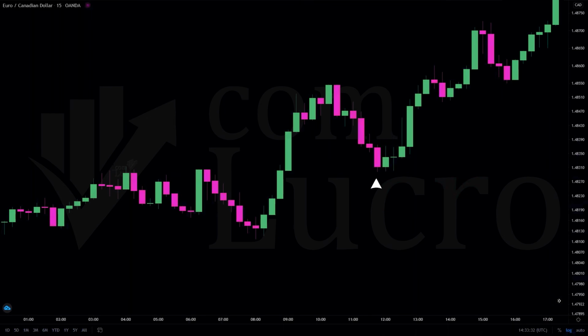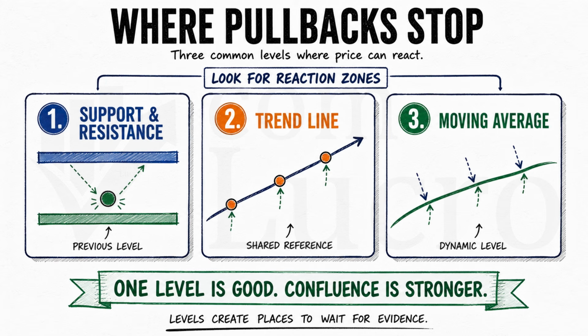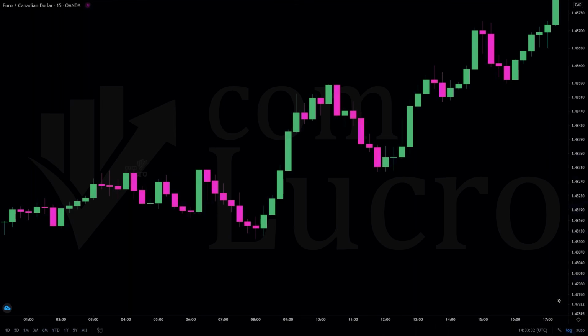Now, I know what you're thinking. How can you tell whether the pullback will end here or keep falling? Well, based on my research, there are 3 common levels where pullbacks usually stop. The first one is support and resistance. Let me show you an example.